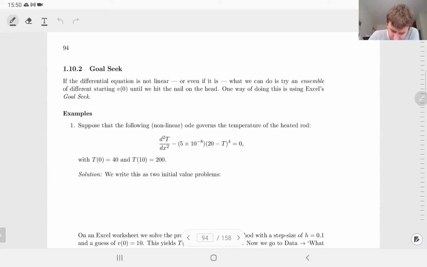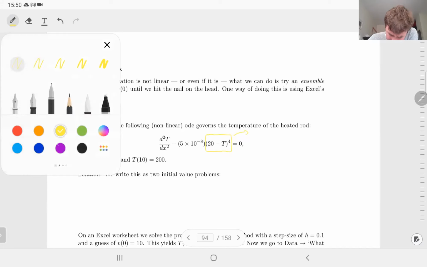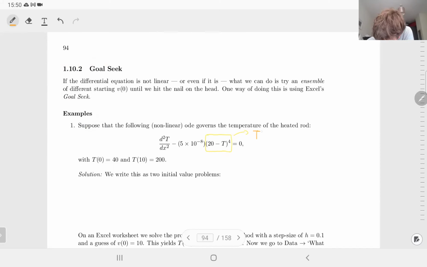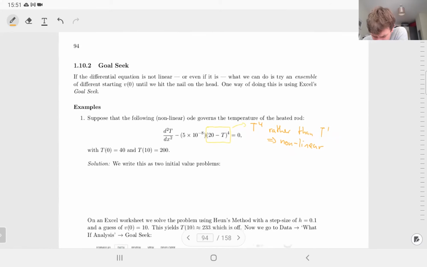So for example, this one here, because it's got t to the 4, and in fact other terms as well, rather than t to the 1, this implies that this equation is nonlinear. So all the nice theory doesn't work. So what you have to do here is you can't just take two guesses. What you actually have to do is try loads of different things. And what's going to try loads of different things for you is going to be Excel. And obviously you've seen the Goal Seek before. So this is what we'll be doing the next day.